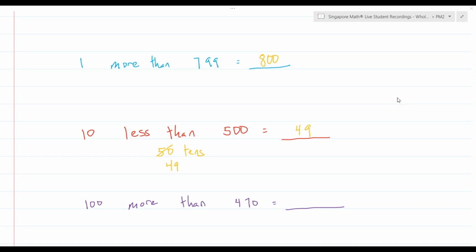The last question says 100 more than 470. And of course, if you put another 100 in, instead of 400, we'll have 500. You still have 7 tens, and there are no ones with that. So 100 more than 470 is 570.